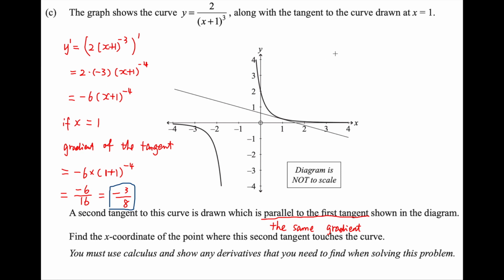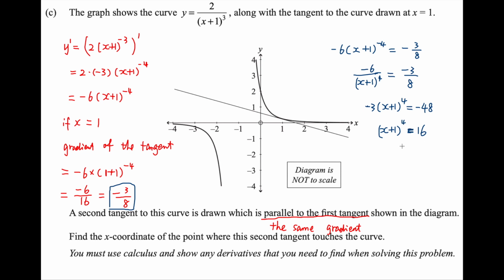So at which point we try to make the gradient function negative 6 (x plus 1) to the power negative 4 equal negative 3 over 8. And then you can try to solve this equation. So (x plus 1) to the power 4 on the bottom, and then the top is negative 6, equal to negative 3 over 8. You can use the cross multiplication. Negative 6 times 8 equals negative 3 times (x plus 1) to the power 4. Negative 48, and then (x plus 1) to the power 4 should equal 16.